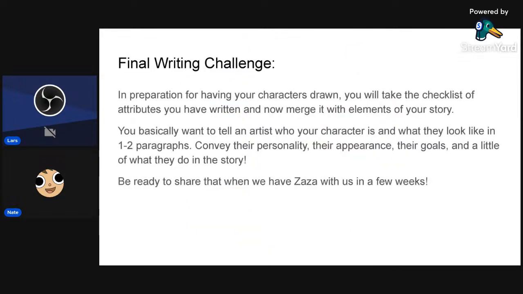So again, your challenge for in 2 weeks is to have 1 to 2 paragraphs written to convey the personality of your character, their appearance, their goals, and a little bit about what they do in the story. That way you can present it to Zaza if you want Zaza to draw your character, or pitch your character to other artists who might be interested in capturing them in an illustration. This is your writing challenge.